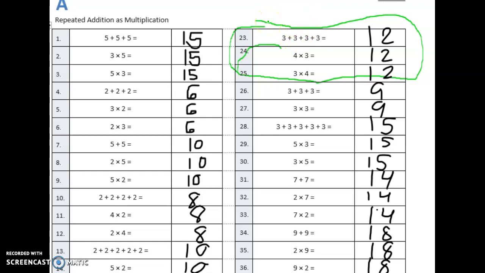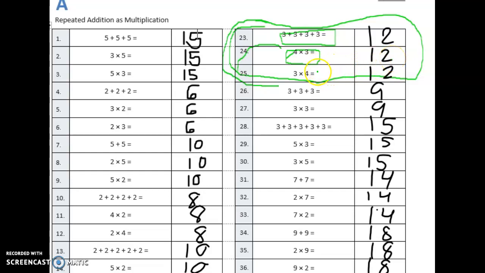Now up here, what I circled in green, I just want to draw your attention to. I saw that we had 3 plus 3 plus 3 plus 3. All the addends were the same. So I found my answer by counting by 3: 3, 6, 9, 12. That answer is 12. And then we had the multiplication version here. I know that our multiplication symbol tells me that we have 4 groups of 3, or 4 threes. That's the same as adding 3 4 times. That's the same as this repeated addition equation. So I knew that the answer also had to be 12.